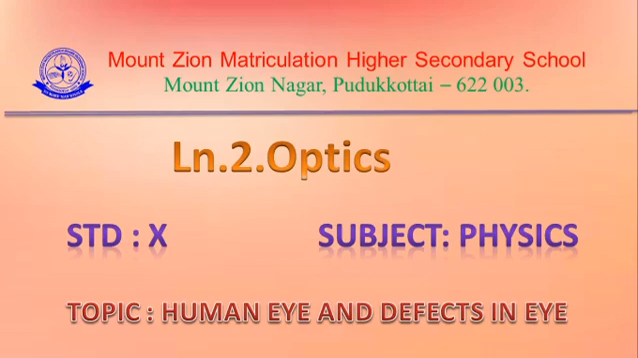Good morning, students. Today we have to see Unit 2 Optics. The learning objectives of today's class are to understand the working of the human eye and defects in the eye. First, we have to see the human eye.